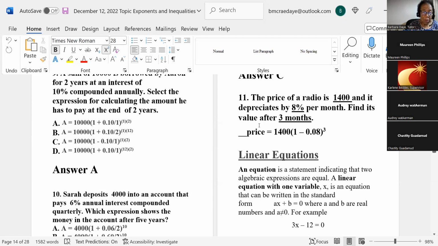Okay, so 1 minus 0.08 is 0.92, raised to the third power, and you multiply it by 1,400, and you gave me an answer of 1,090.32, which was correct. Or you could have just rounded it off to 1,090. All righty. I leave it at 1,090.